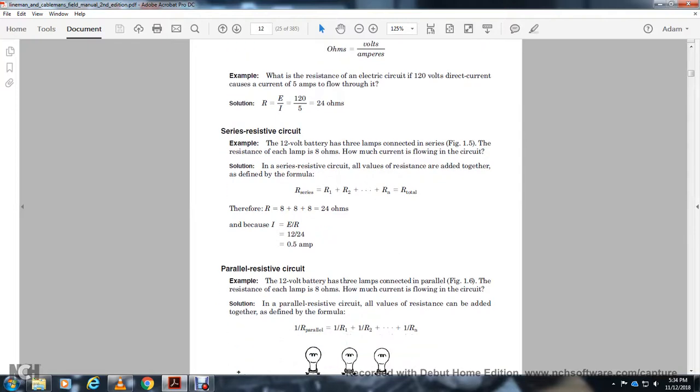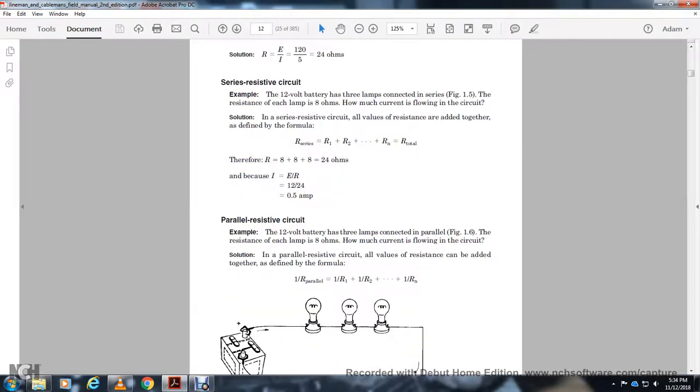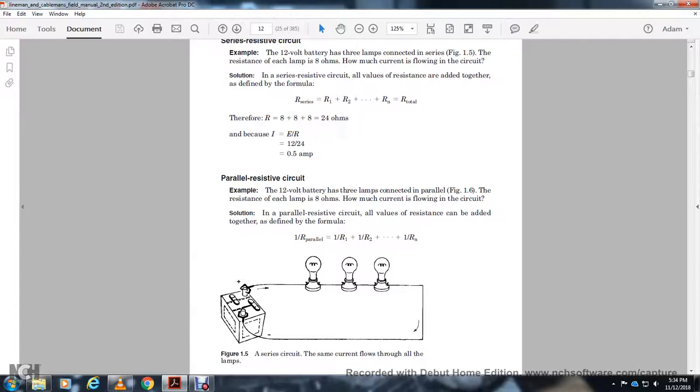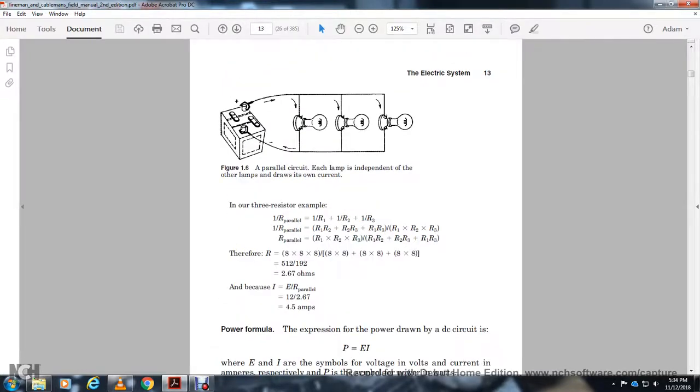Parallel resistive circuits. A 12 volt battery has 3 lamps connected in parallel, with a resistance of 8 ohms for each lamp. How much current is flowing in the circuit? To solve for parallel resistors, the resistances are combined with the formula: 1 over the resistance parallel is equal to 1 over resistor 1 plus 1 over resistor 2 plus 1 over resistor 3, and so on, for however many resistors. In the series circuit, the same current flows through the lamps. In the parallel circuit, each lamp is independent of the others, drawing current in its own circuit.